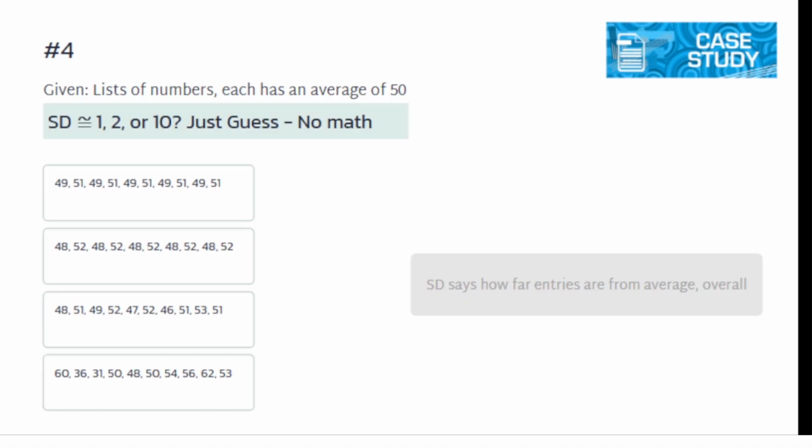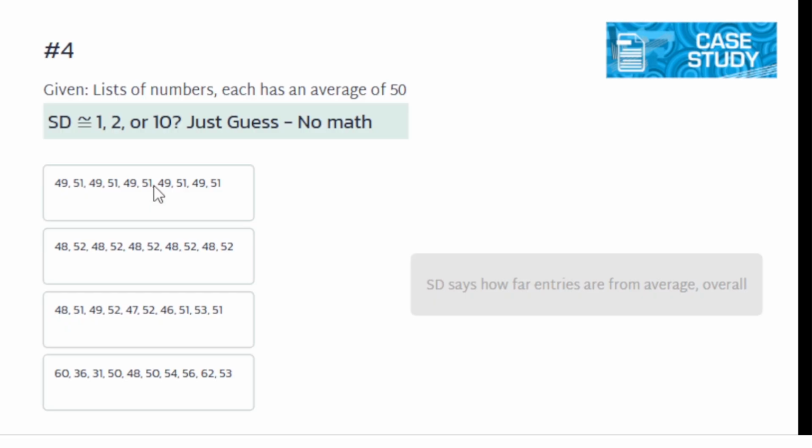So the following lists are given. So the average, again, we know is 50. We should guess the standard deviation. Is it around 1, around 2, or 10? Without doing the math. How would we do that? Let's look at the numbers. We have the average. So 49, 51, 49. So you can see it's jumping 1 up and down around the average.